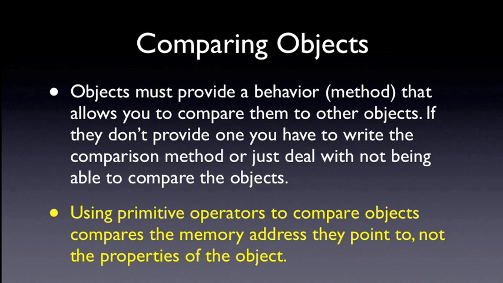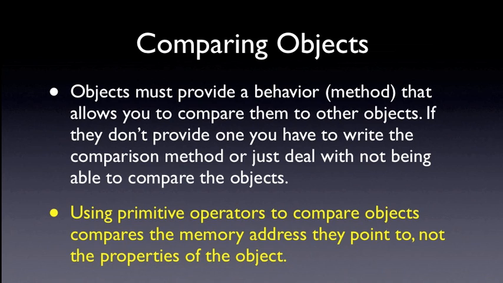And you'll notice that in the string class, it actually provides the equals method, and you'll see that in my sample code. So if an object doesn't provide that functionality, there are ways that you can actually write it, and we'll talk about that later on in the semester, or you just have to deal with the fact that you can't compare two objects. In other words, what are we doing when we're comparing two objects? We're comparing the properties of those objects.